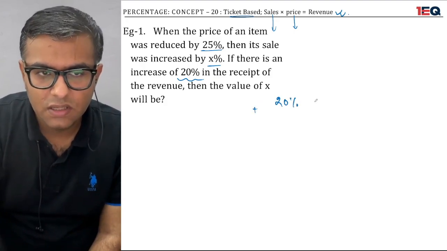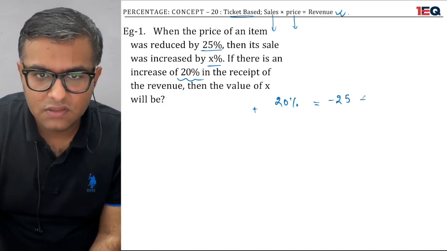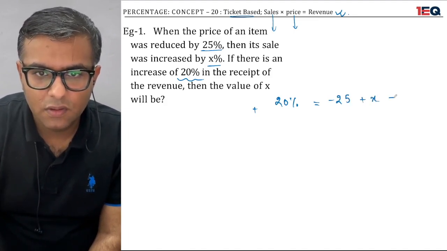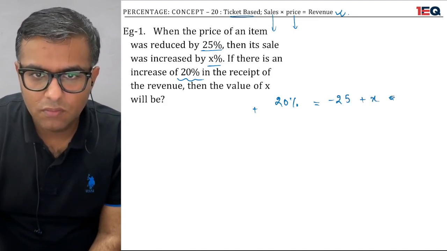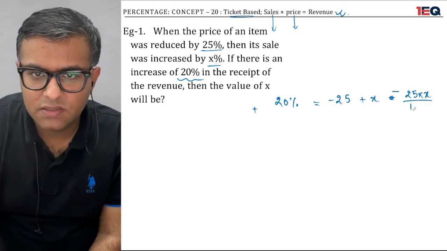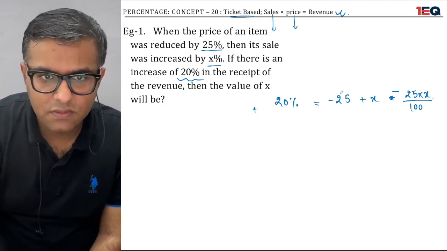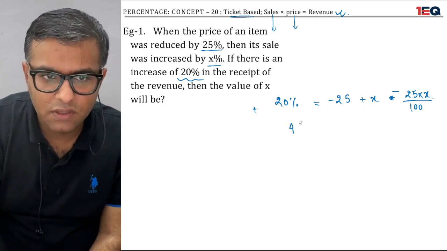This is plus. This is equal to minus 25. This is equal to plus X. This is equal to minus and plus coming out down as minus 25% multiplied by X divided by 100. This would create a very similar situation. This minus would go here and it would create 45%. This X% is going to stay here.